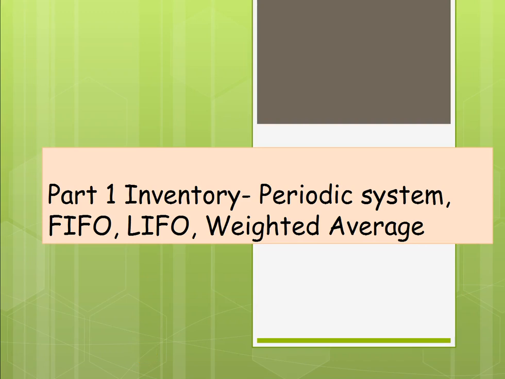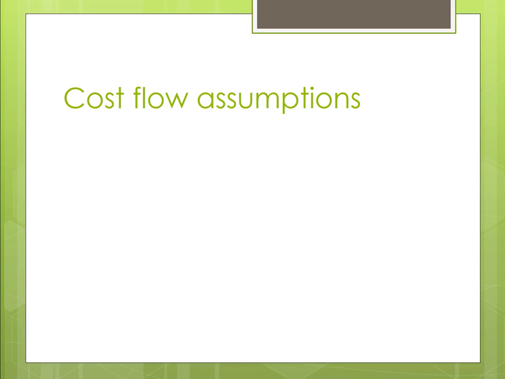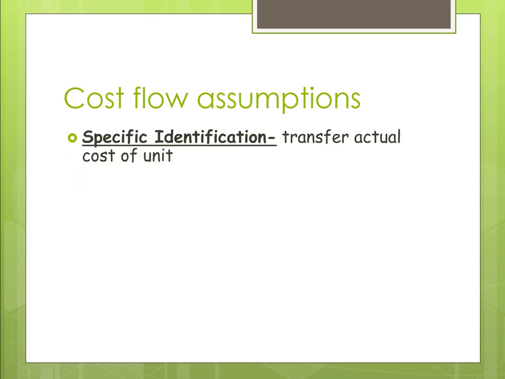I decided to break part one into two parts, so this is still periodic, but now I'm going to walk through the three different cost methods. Cost flow assumptions. First, we have specific identification. We transfer the actual cost of units.